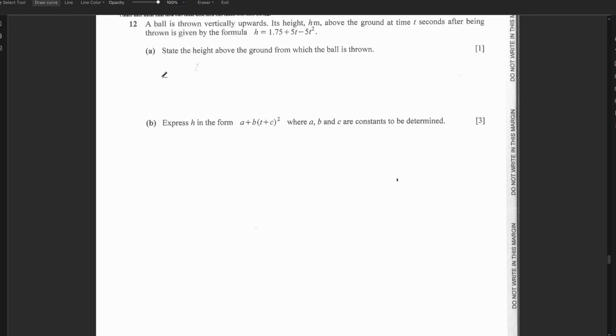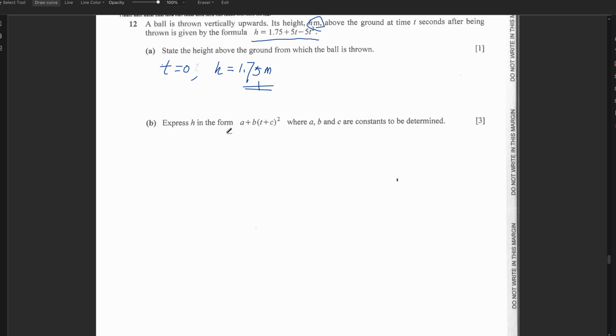Question 12. A ball is thrown vertically upwards. Its height, h, above the ground at time t, after being thrown, is given by the formula h equals this. State the height above the ground from which the ball is thrown. So that's just the initial height, which means t equals 0. h equals 1.75 plus 0 minus 0, right? So 1.75 meters. h is in terms of meters. Therefore, the initial height is 1.75.